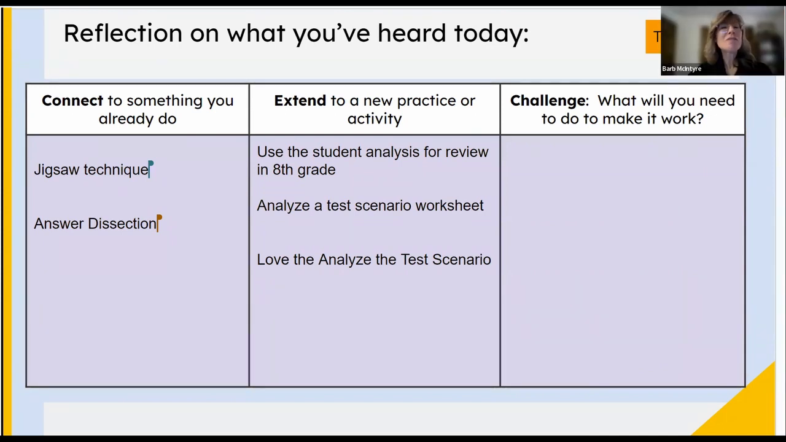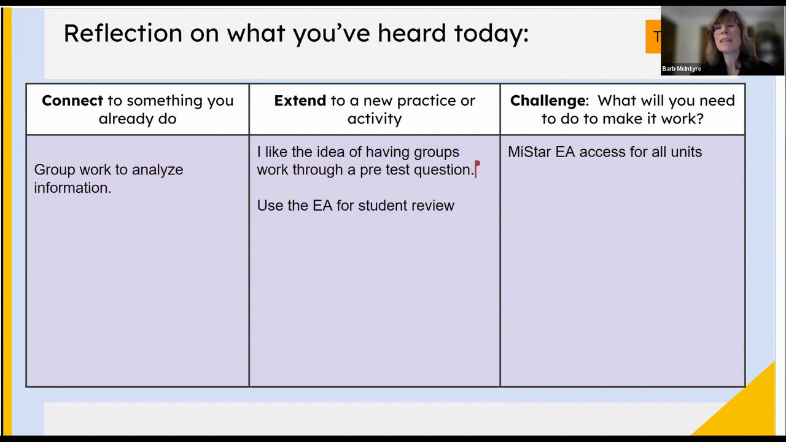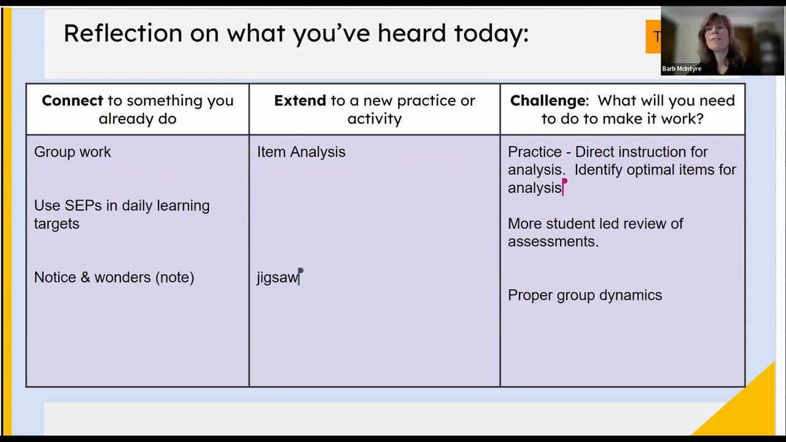All right, I was looking at some of your challenges. Team 3, the MyStar EA Access, I'm not sure about that, but I would say that in the newer units, the revised unit, using the analysis questions with some of these strategies might be a good way. And then Team 4, I do agree, identifying the optimal items for analysis is important. Not every strategy is going to work with all of the same items. So figuring out which items are best is part of, I think, the challenge of using some of these.